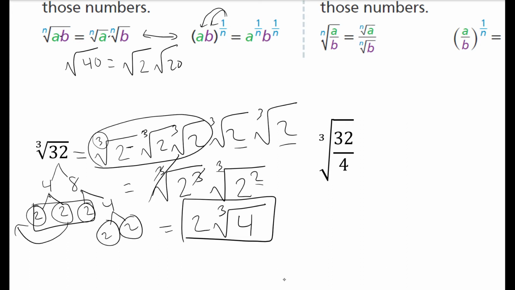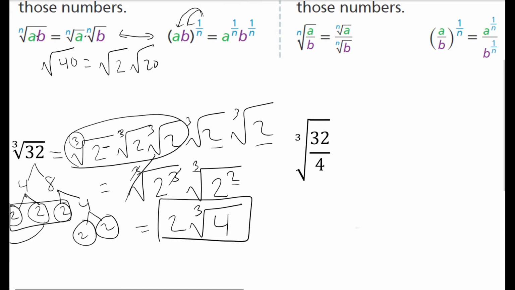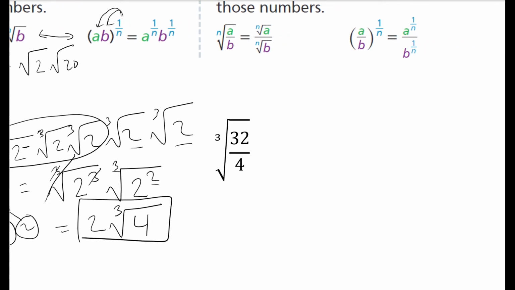All right, so this shouldn't be completely new because we kind of did this in the previous lesson already. But now, however, we haven't done quotients of radicals where you divide them. So according to the property, you could split this up into the cube root of 32 divided by the cube root of 4. So that is perfectly allowed.